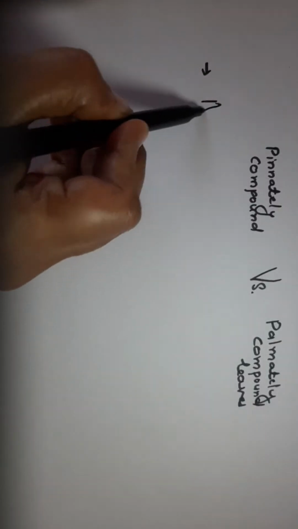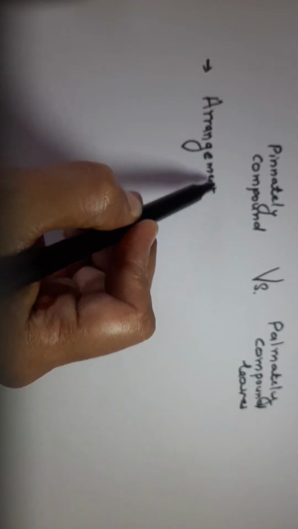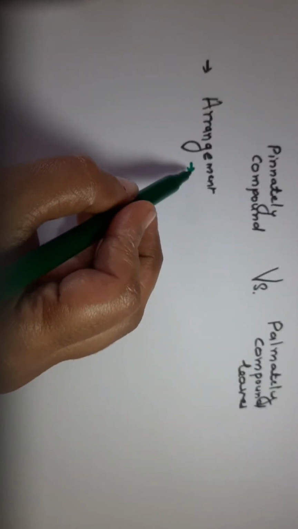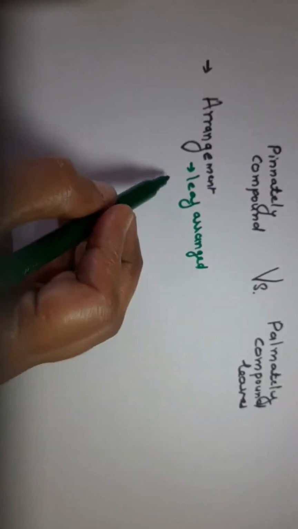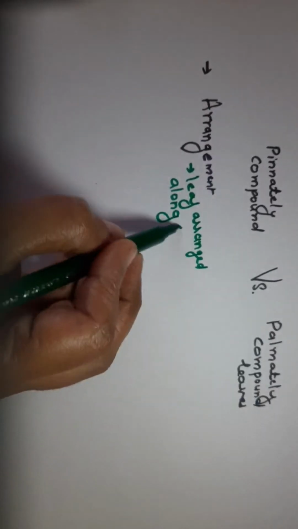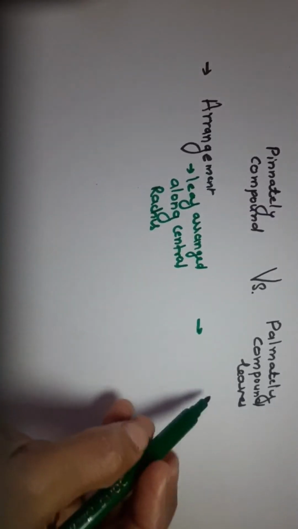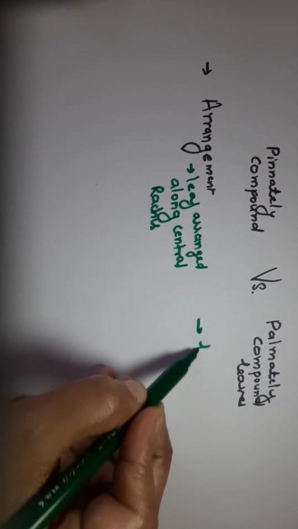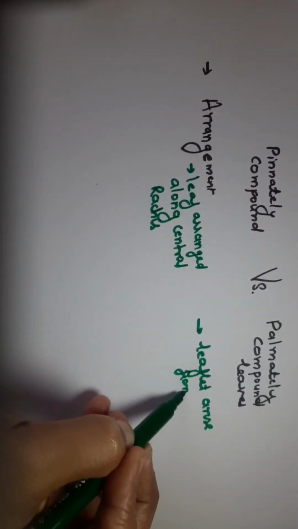Okay, so the first difference between the pinnately compound and the palmately compound leaf is in terms of the arrangement. In the pinnately compound leaf, the leaflets are arranged along a central rachis, whereas in case of the palmately compound leaf, the leaflets will arise from a single point.